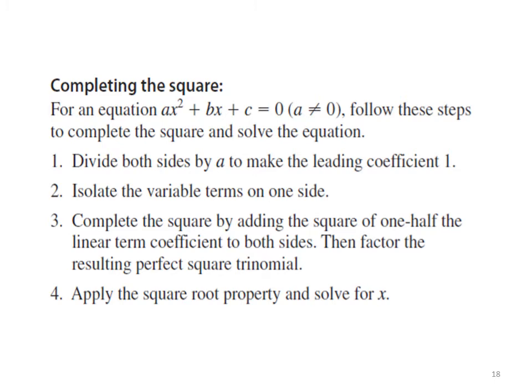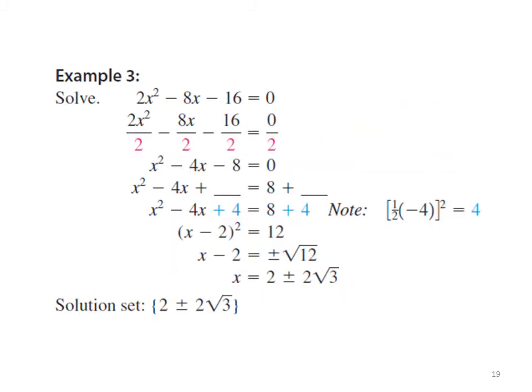Of course, just reading the steps will be clear when we apply those steps to a particular problem, and that's what we will do in the next slide. We want to solve this quadratic equation by completing the square. The equation is 2x² − 8x − 16 = 0. The first step is to divide by 2 because we want the coefficient of x² to be 1. Dividing by 2, that means you divide both sides by 2.